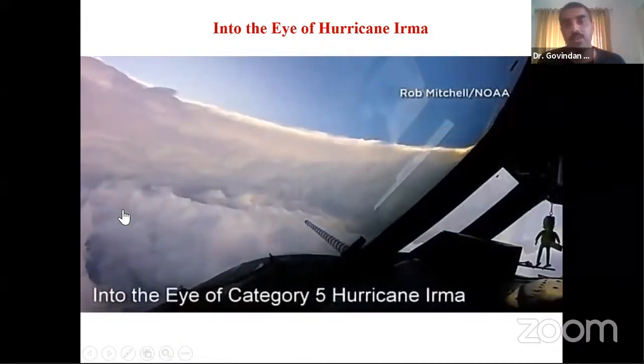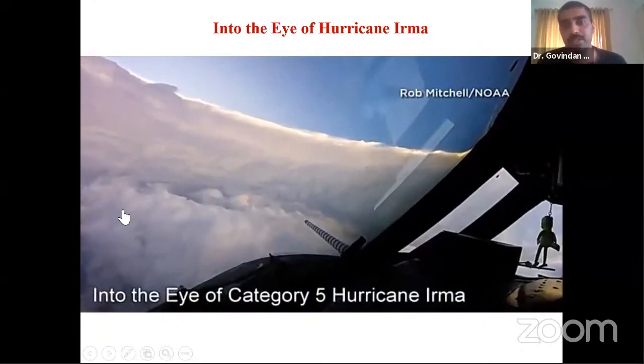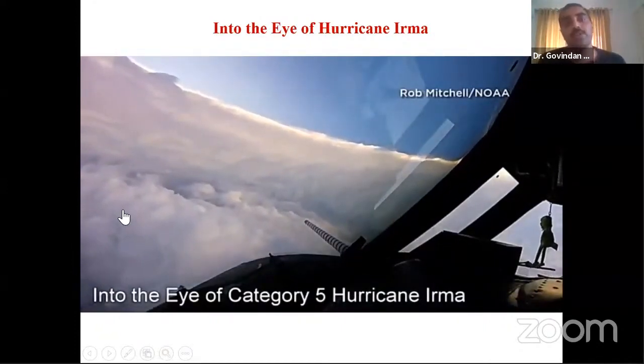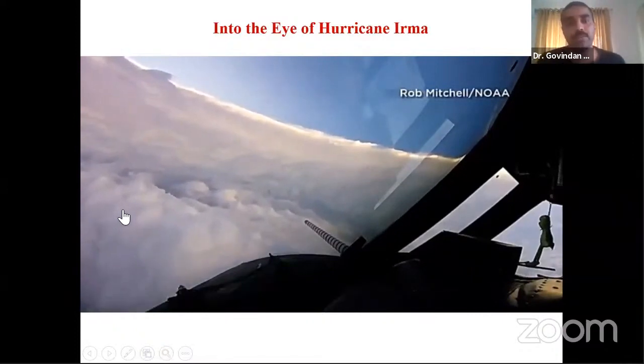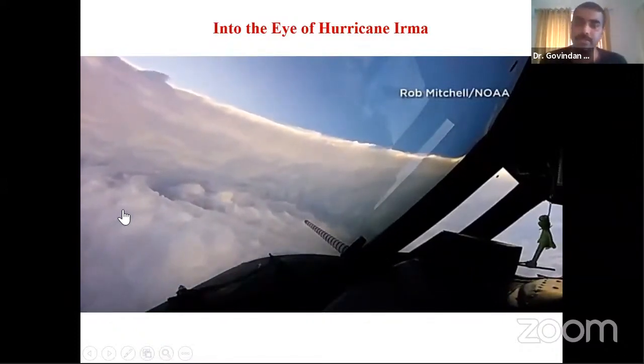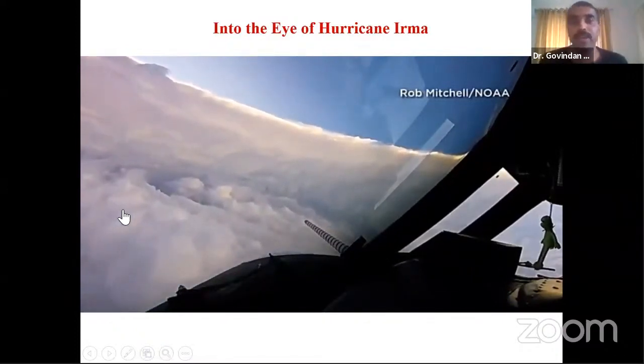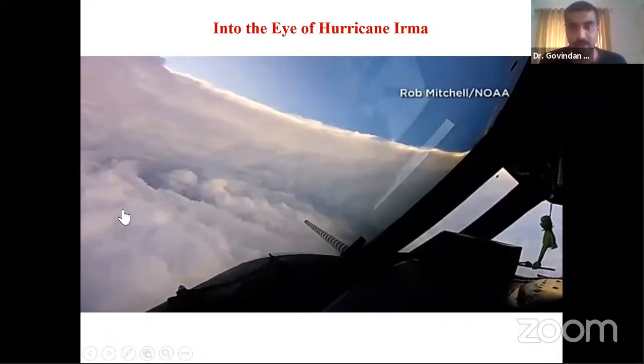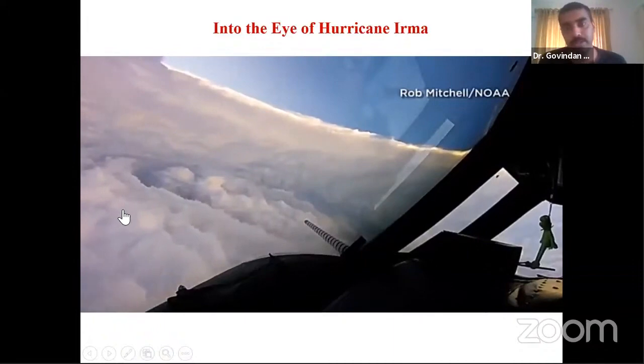Yes. See, once you reach the eye, there are no dark clouds. You can see the blue sky over you, and you can also see the sunlight. So this is how you feel when you're inside the eye of a storm. It's very clear and calm inside.